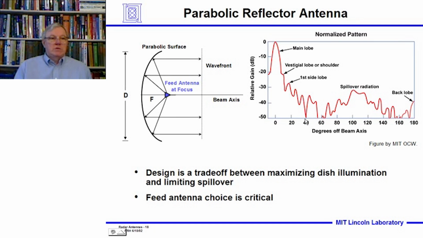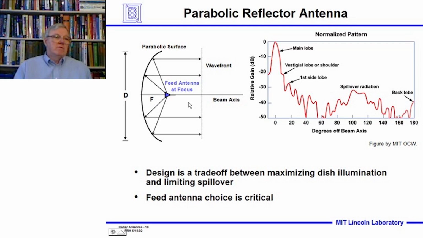And here is a real null, not a local minimum, but a real null down there. And then we have some radiation out a little after 90 degrees, which spills over. So when the angle is over here, some of the radiation from the feed leaked over here, and it's down in the side lobe region, below the first side lobe.